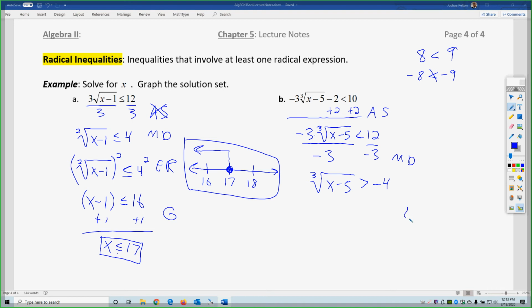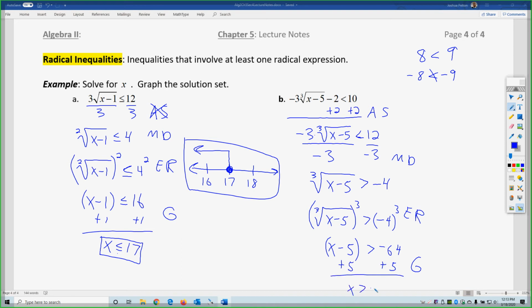So next thing is the exponent radical. The inverse of a third root is a third power exponent. Okay, so that's x minus 5 in grouping symbols by definition of a radical. And 3 negatives is a negative 64. So our last step is grouping symbol, which is add 5, add 5. So x is greater than negative 59.